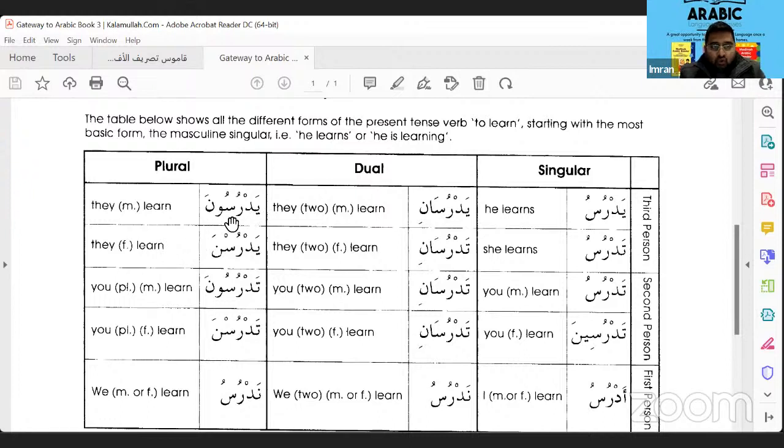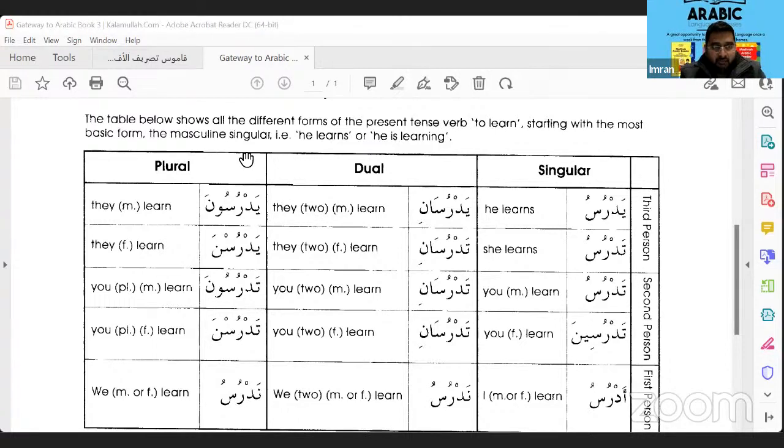Yadrusuna, they all learn. So the waw noon is like the sound masculine plural, like muslimun, muslimuna. It is very similar. We add the waw noon to the present tense verb to make the plural for the present tense. Is that clear, sis? Everyone?